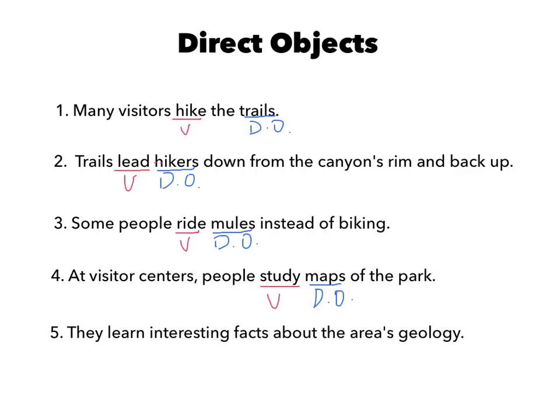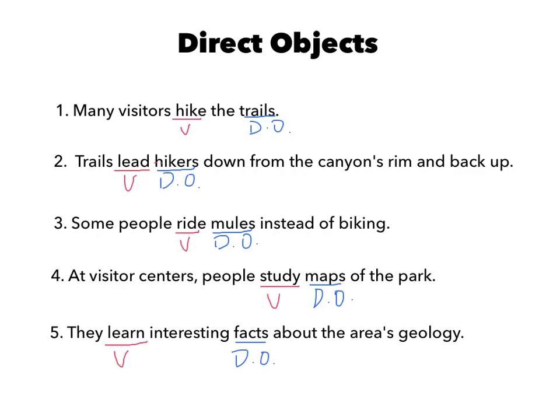And last one, number 5, you're doing great so far. They learn interesting facts about the area's geology. What's the verb in number 5? All right, good. Verb in number 5 is learn. And the question is, what do they learn? Good. The answer to that question is they learn facts. So facts is our direct object for number 5. So hopefully you found this very helpful.